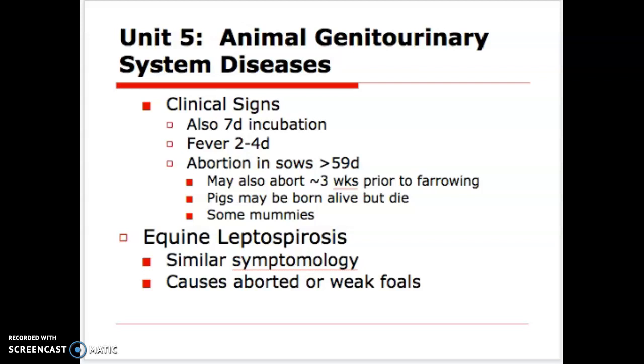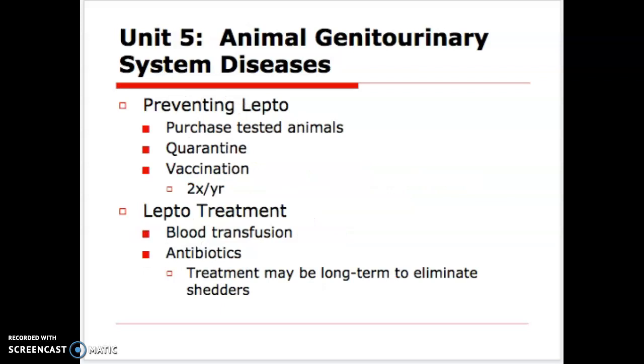Lastly is equine leptospirosis. Again, causes weak or aborted foals. Very similar symptomology as the prior two species that we've talked about. Bottom line, whenever we're talking about preventing lepto, is purchase tested animals if you can. Lots of your sales out there, especially your consignment sales, the veterinarian has to test for some of these types of things to make sure that they are certified for move. So if you're worried about it, test for them.